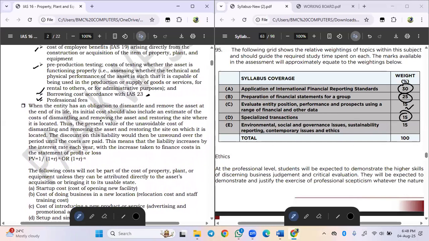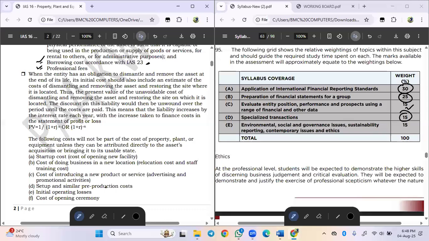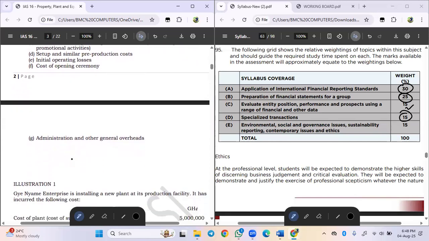But when you have a question, you see that this one is pre-production testing. Sometimes they will write it pre-production testing, okay? And you also see the pre-production costs, okay? So this one cannot be added. Initial operating losses, when we are operating at a loss, that one cannot be added. Cost of opening ceremony, so this one is similar to the startup cost and all that. So administration and other general overheads.